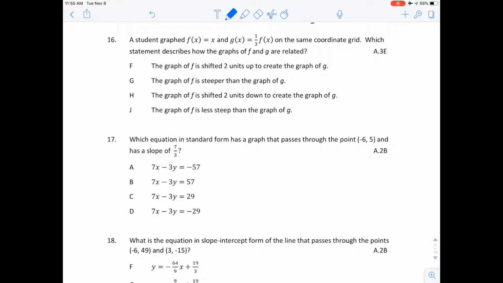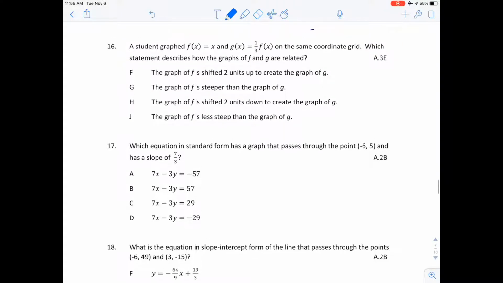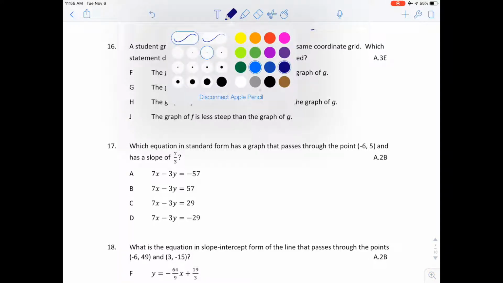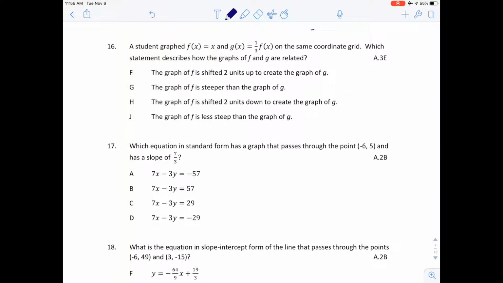All right, 16. So we've got a student who graphed f of x equals x, which is our parent function, if you remember, and g of x equals 1/3 f of x on the same coordinate grid, and which describes how they are related. All right, so f of x equals x. The slope is 1. G of x, the slope is 1/3.